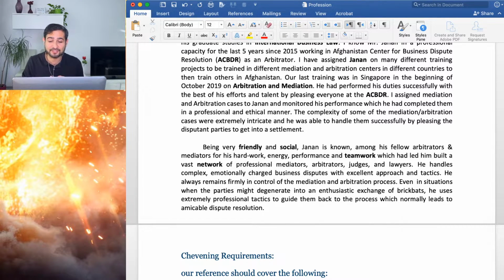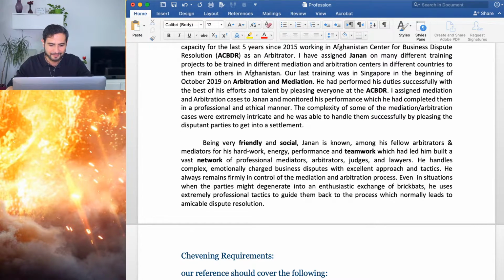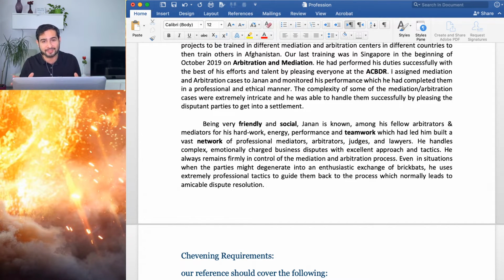In fact, even in situations when the parties might degenerate into an enthusiastic exchange of brickbats, like they're fighting. If they have something, one party this side, one party on the other side of the courtroom, they would just throw and kill each other. Even in those kind of situations, he uses extremely professional tactics to guide them back to the process, which leads to amicable dispute resolution. Wow, that's a great sentence. I wish my boss was writing something good for me. Anyways, this is too much bragging. Be careful when you write something like this.